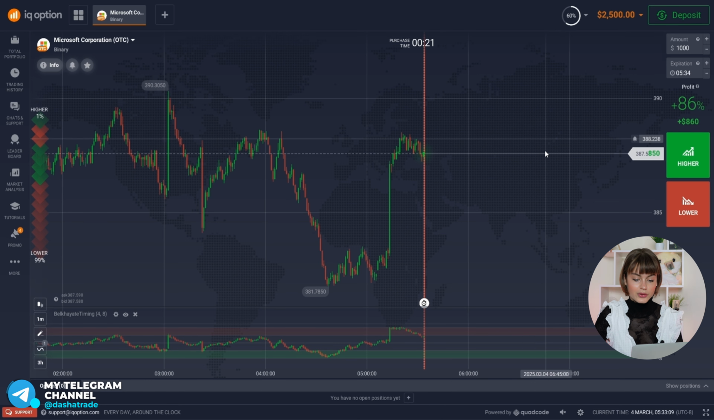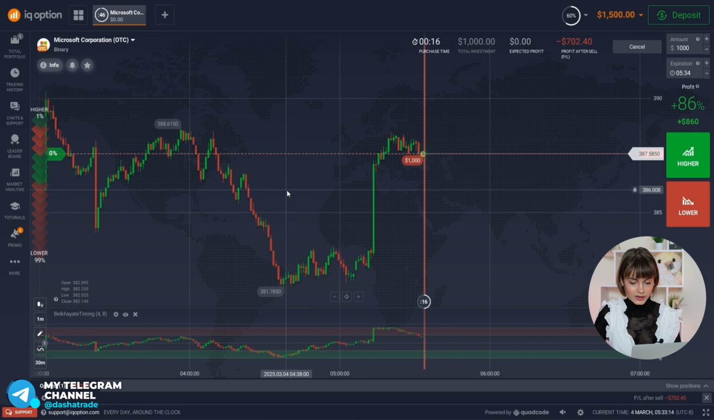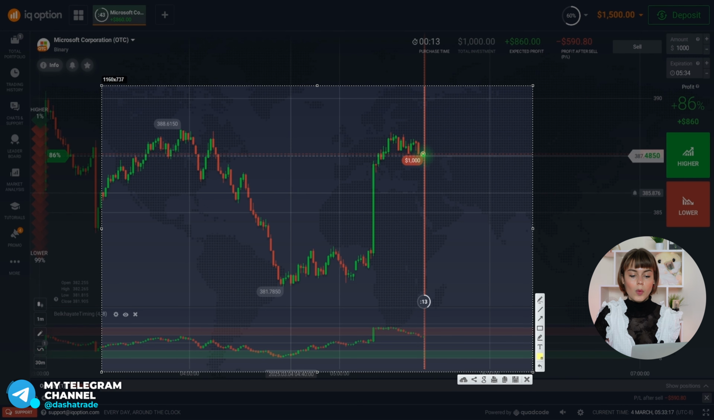So, I found a good case to work out. Okay, I open a sell deal for 1 minute. And while this deal is in process, let's look at why I decided to open this position. On the indicator, we see the price is just beginning to break out of our resistance level.